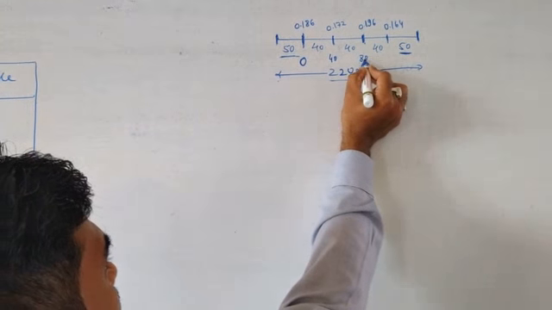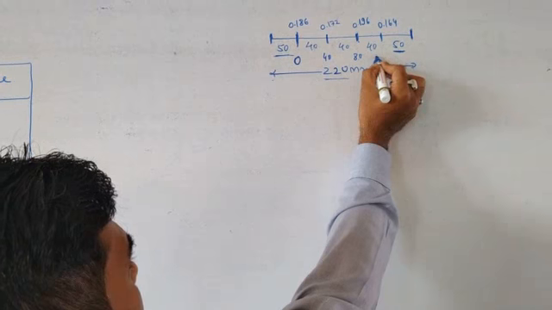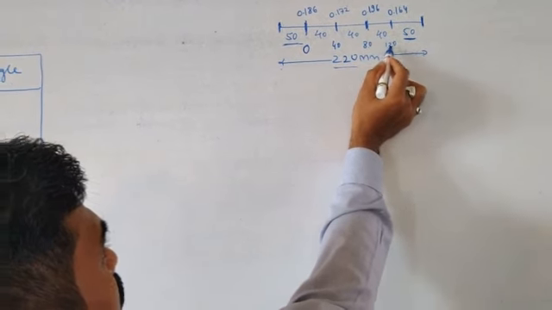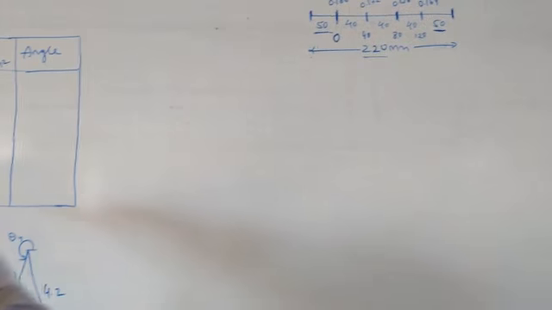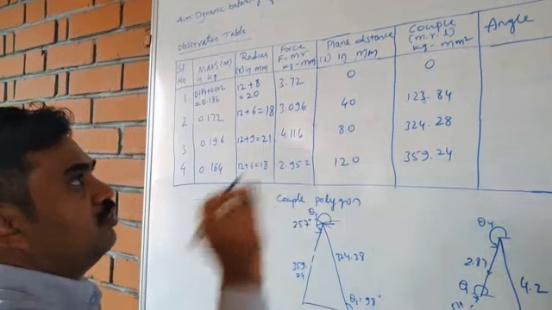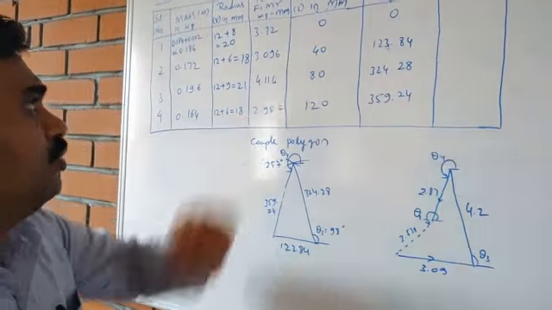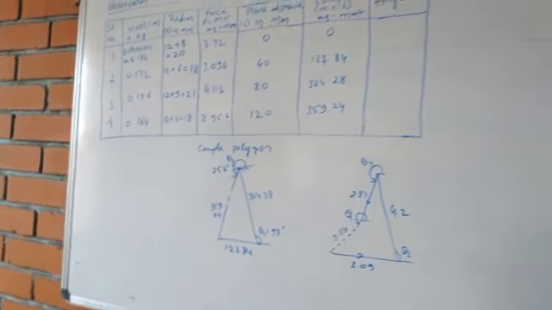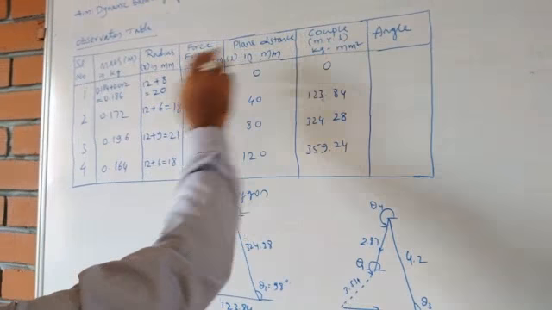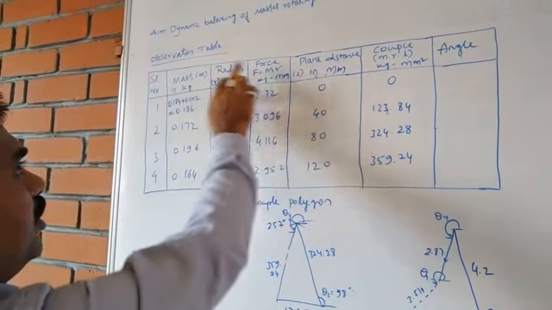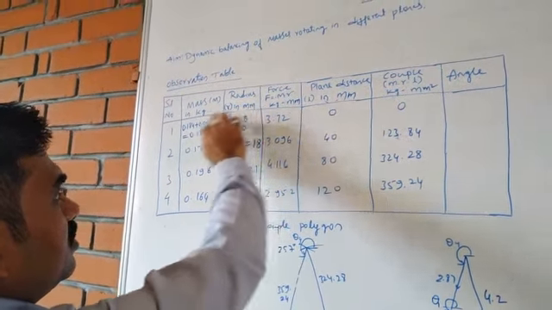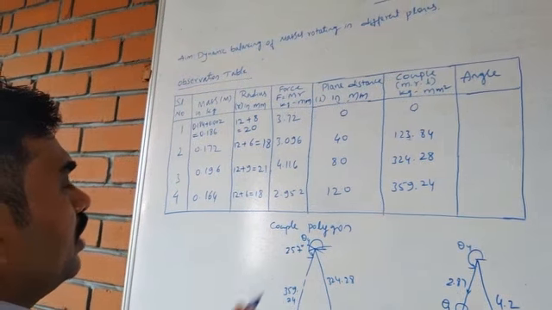40 plus 40 is 80, and the next mass is at a distance of 120, that is 40 plus 40 plus 40, so it is 120. So this is how it is written: 0, 40, 80 and 120. Next we are going to calculate the couple. Couple is the product of m into r into l. This product we need to calculate.